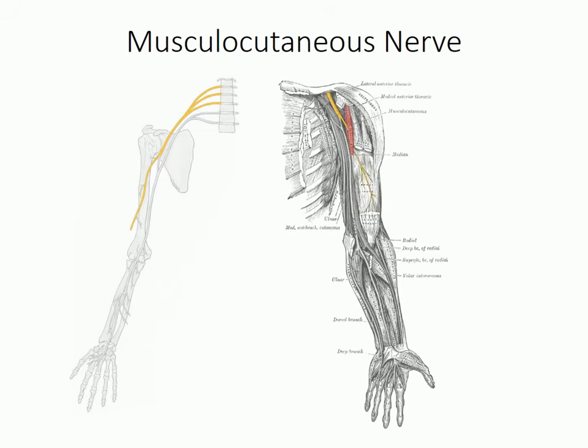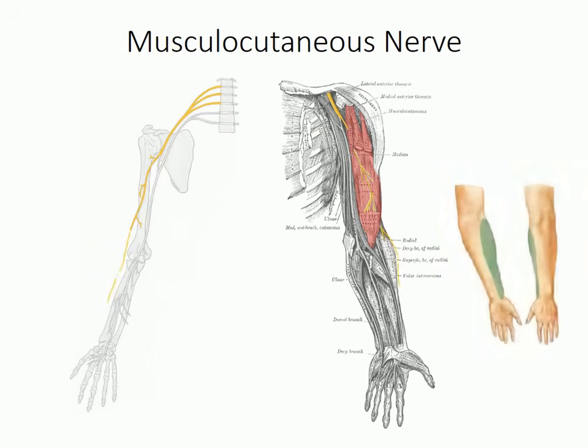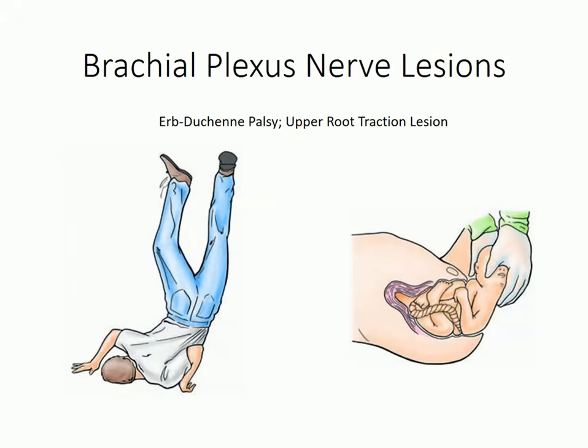It then continues its course through the anterior compartment, giving off additional muscular branches to the remaining muscles within the compartment, before the terminal cutaneous portion emerges from between the biceps brachii and brachialis muscles to supply cutaneous innervation to the lateral aspect of the forearm. The musculocutaneous nerve is generally well protected from injury, and therefore isolated injuries are rare.